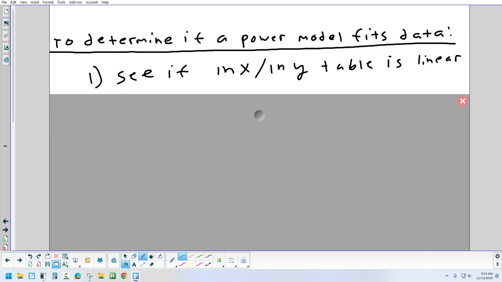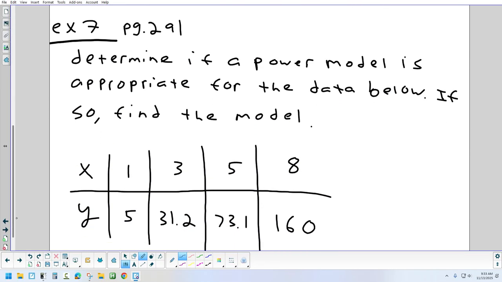But I'm going to scroll down, and we're going to do this first. Now, the nice thing is using the calculator, you don't have to take the natural log of every single number in the table by hand. If we put it into the calculator, it can do it for us. So let's start with that.